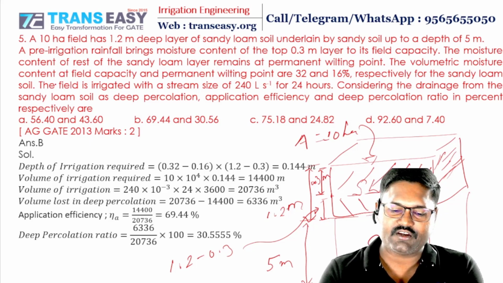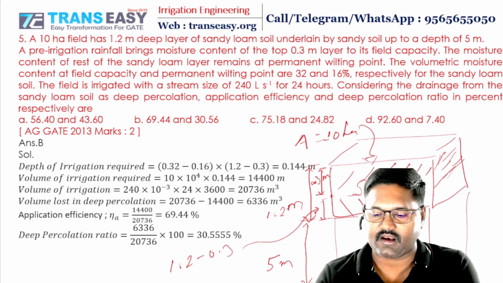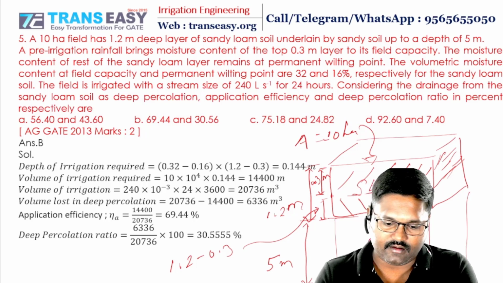The volumetric moisture content at field capacity and permanent wilting point are 32 and 16% respectively for the sandy loam soil. This is giving information about that.